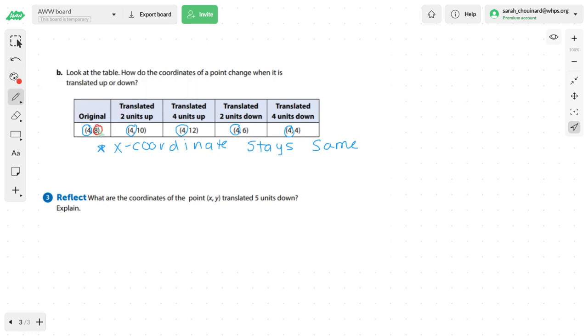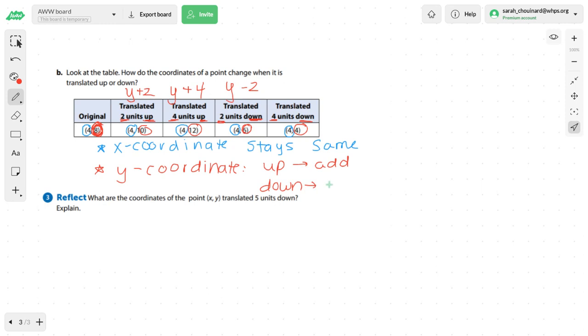Now let's look at the y. So it started at 8. When I went 2 units up, I went from 8 to 10. That's because going up is increasing your y-coordinate. So here we added 2 to the y-coordinate. When I went 4 units up, I went from 8 to 12. So y increased by 4. 2 units down is going to be decreasing the y-coordinate. So instead of being at 8, I subtracted 2 to get to 6. If I went 4 units down, starting at 8 brought me to 4. So the y-coordinate is going to change. If we go up, we're going to add. If we go down, we're going to subtract.